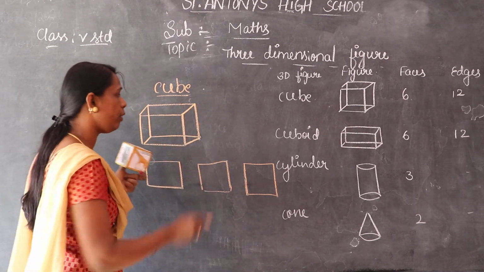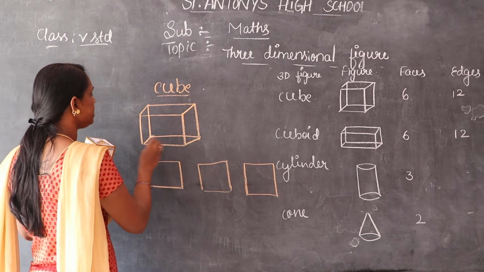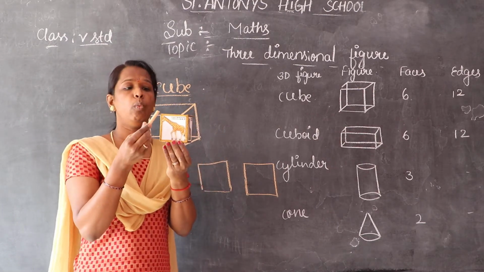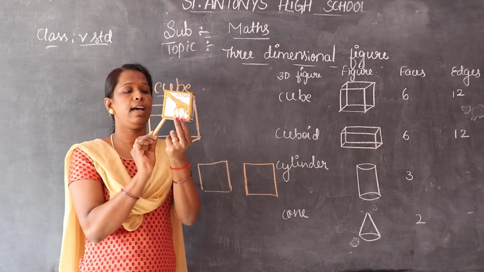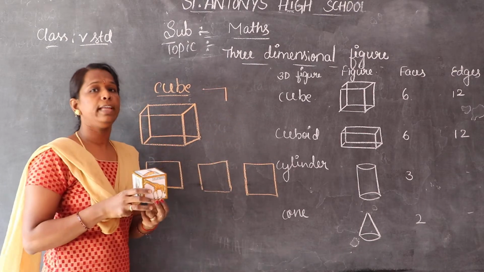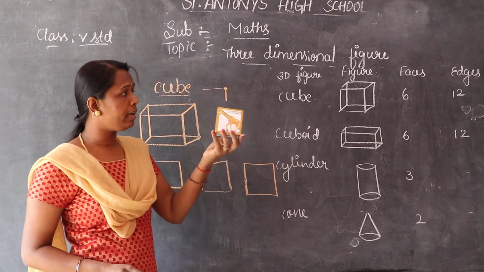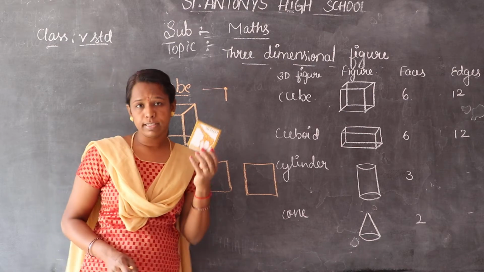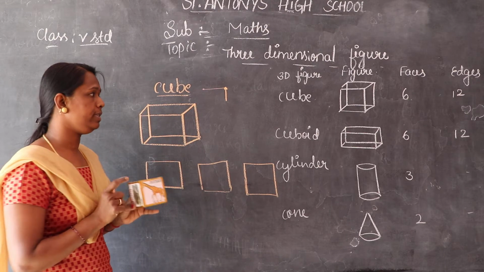And let us discuss the vertices. See children, 1, 2, 3, 4, 5, 6, 7, 8. Here in the shape, you can recognize these. This is called vertices. Where two edges meet at a common point, that is called a vertex. So how many vertices are there? 8 vertices. So in a cube, 6 faces are there, 12 edges, and 8 vertices.